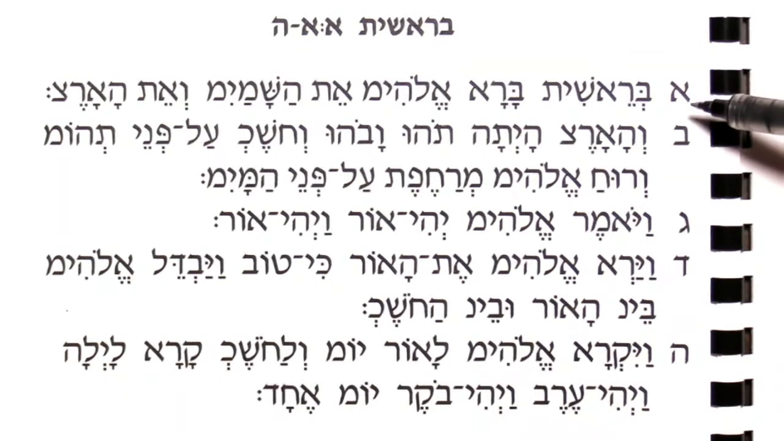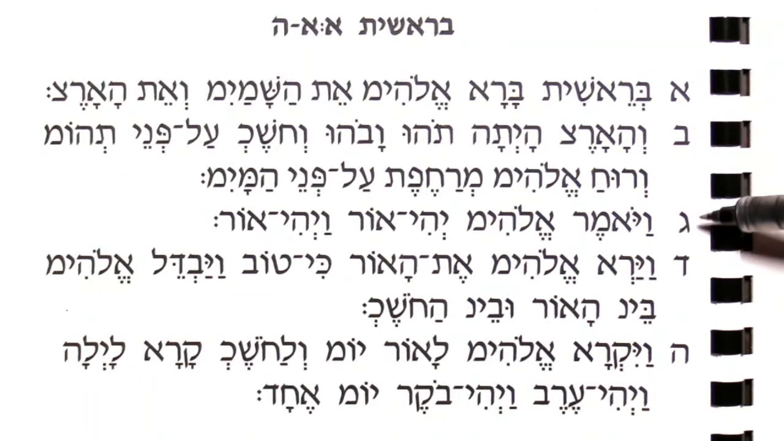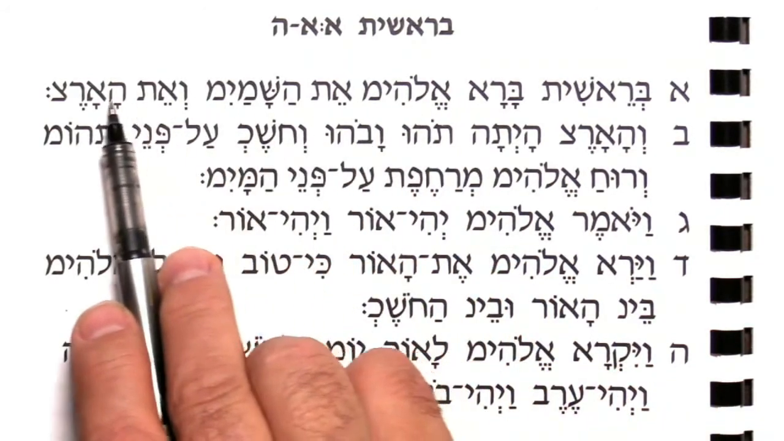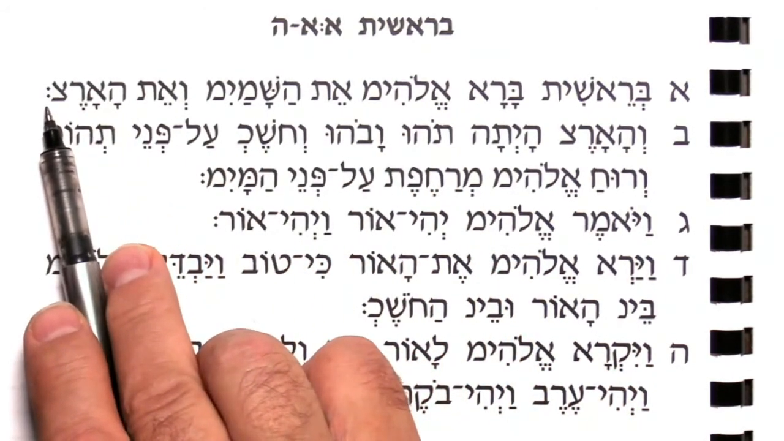And down the right-hand side, these are the verse numbers. Aleph, Beit, Gimel, Dalet, and Hey. Verses 1, 2, 3, 4, and 5. Something else you'll notice. At the end of a sentence, the Hebrew does not end with a period.